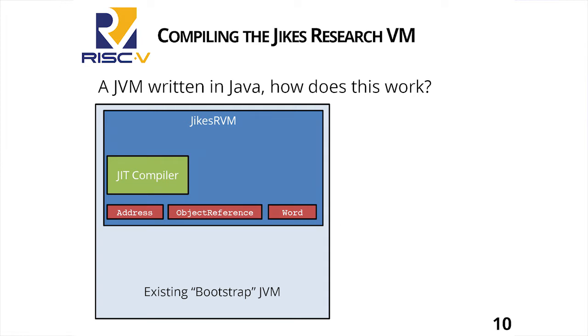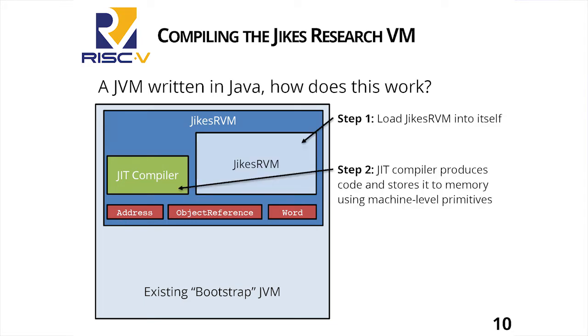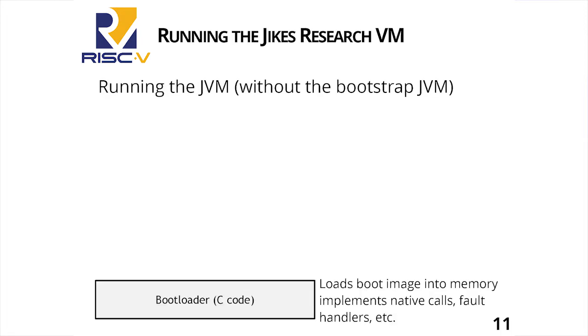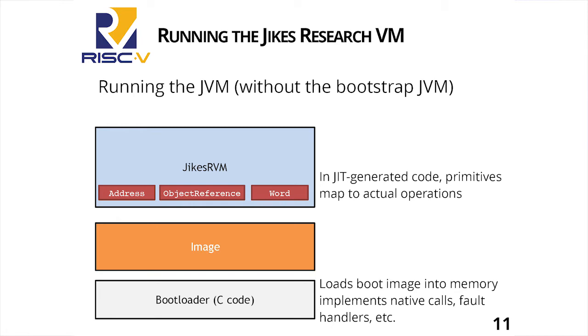And this actually gives you a way to compile Jikes. So in order to compile it, you run Jikes in an existing JVM. Then you use it to load itself, which means that the just-in-time compiler will compile it and store it in memory using these special classes. And you can basically just redirect those memory requests into a large byte array, which you then store to disk as an image. And then you can just take that image. You write a small bit of C code that loads that image into memory. And then you just jump into that code that was previously generated. And then you have a standalone running JVM without any hosting environment. And that can then just load a Java application and run it.